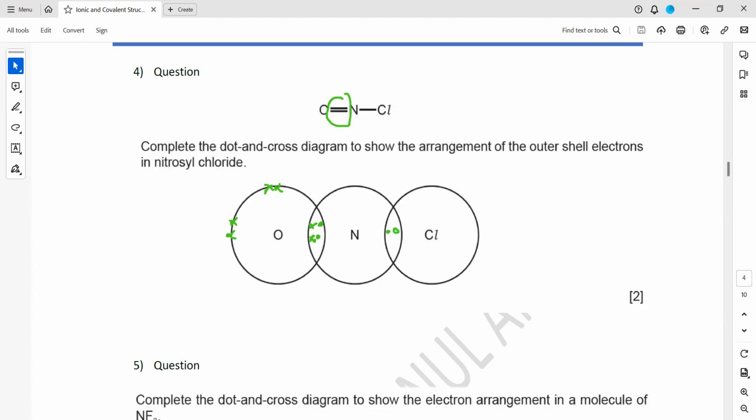And in the same way, nitrogen belongs to group 5. So group 5 shares 3, so unshared will be 2. And chlorine belongs to group 7. So group 7 shares 1, so unshared will be 6. So this is the structure of nitrosyl chloride.